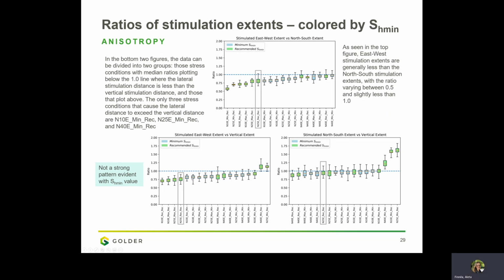And again, the coloring was done based on the SH min values, and you're not seeing the patterns really dividing up by blue and green here. So there's not a strong pattern evident with SH min value as far as how that affects the anisotropy in the system.